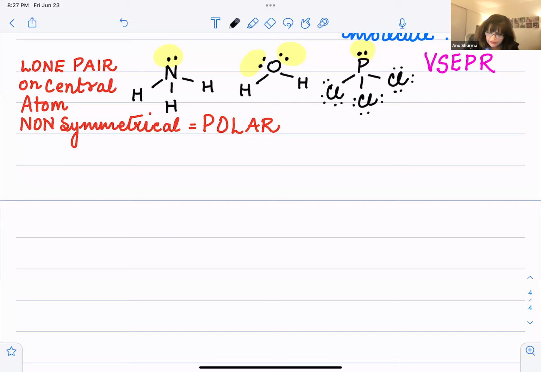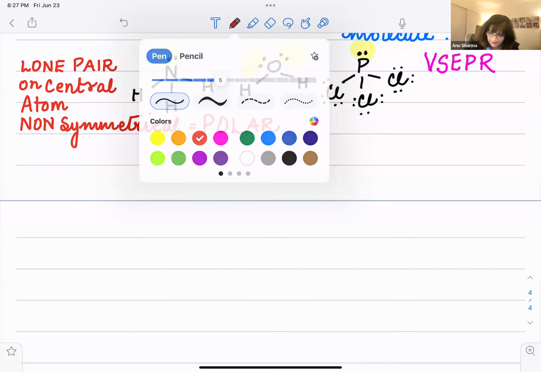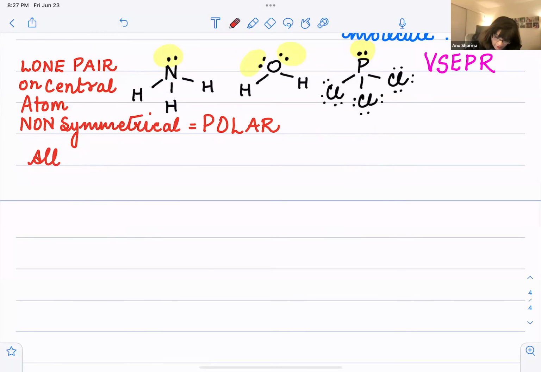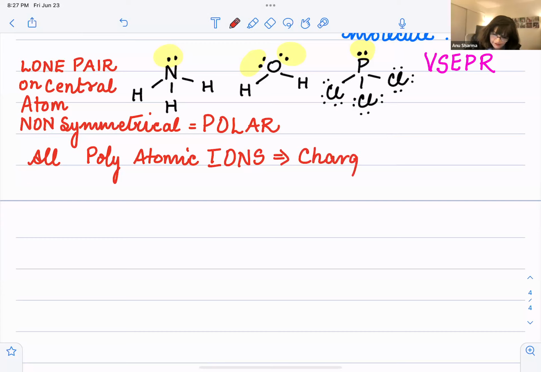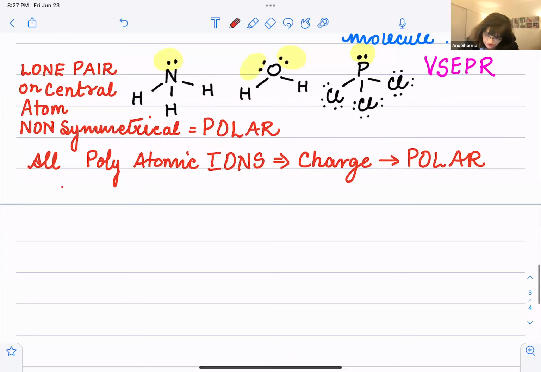Besides that, all the polyatomic ions are polar. Because all polyatomic ions have charge, and charge itself means polarity. So charge induces polarity. So they are all going to be polar. So sulfate is polar, hydroxide, carbonate, ammonium, all of them polar. Okay, so that finishes this.